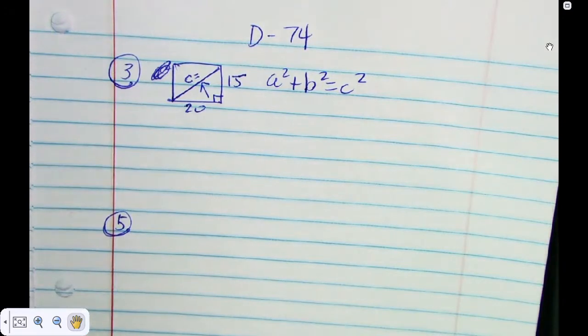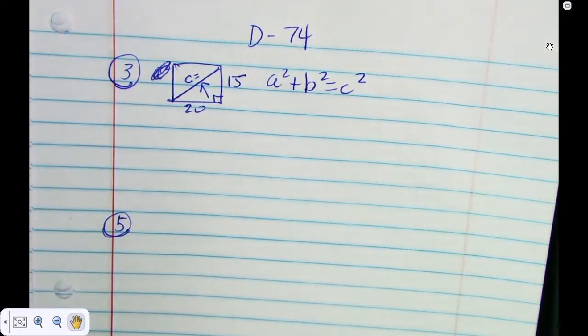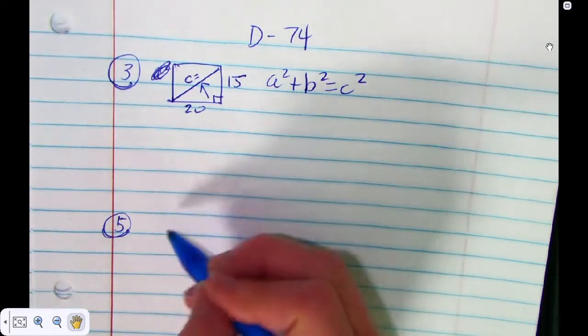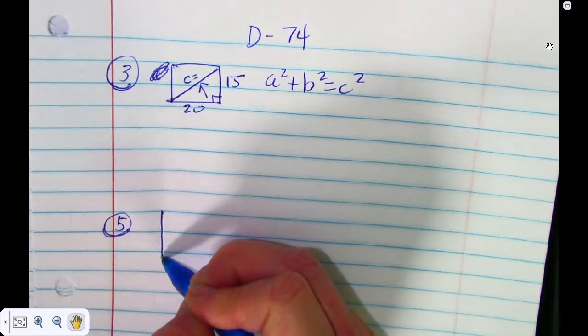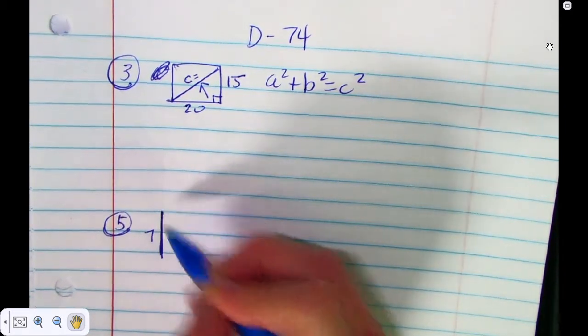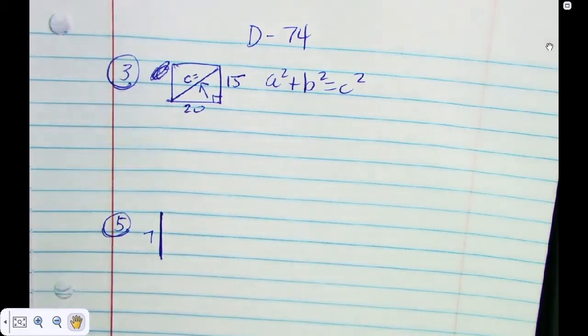We should do number 4 for the Super Bowl, but it's too easy.